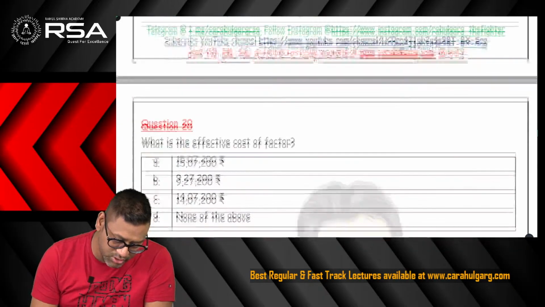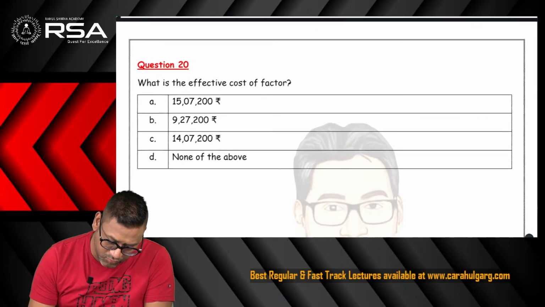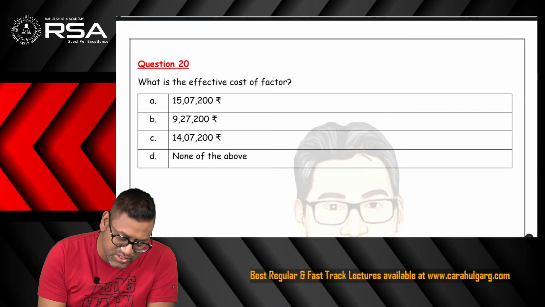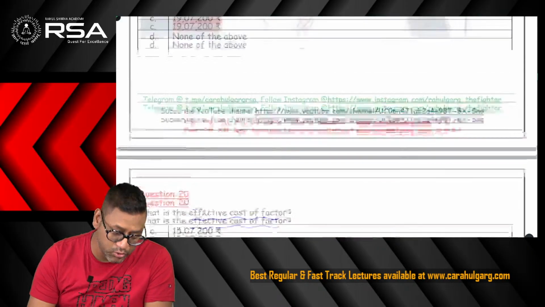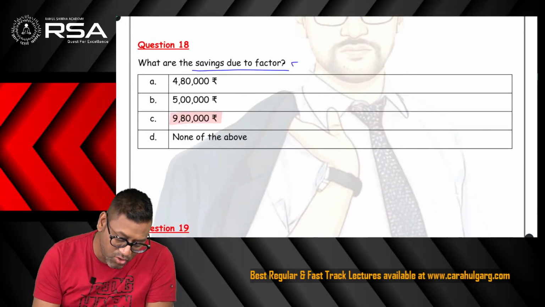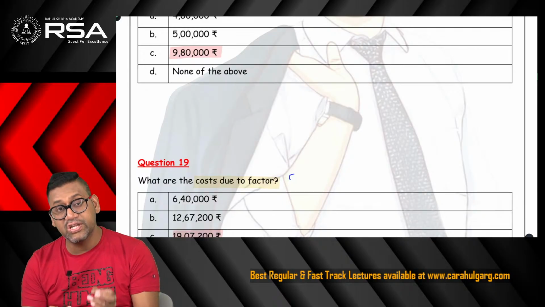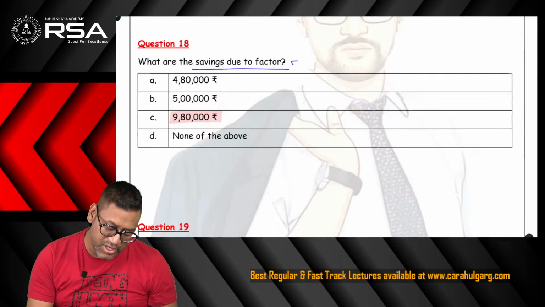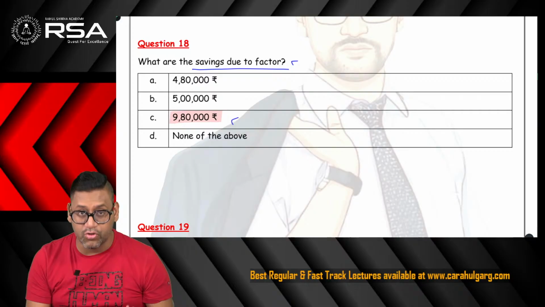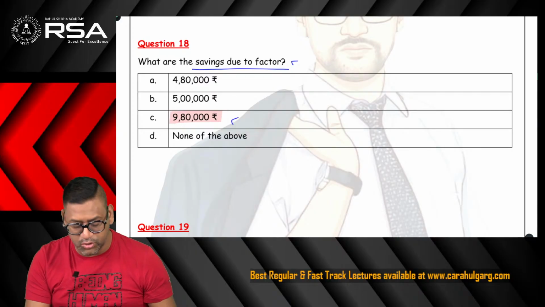The last question relating to this study and of this session is, it says, what is the effective cost of the factor? So you have found out the savings and you have found out the cost as well. Now it wants us to do a net analysis. What is the net cost? So this is the cost and this is the saving. What is the net cost? So you have to deduct the savings from the total cost. As simple as that.